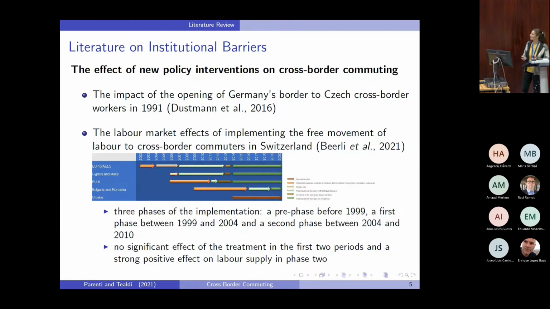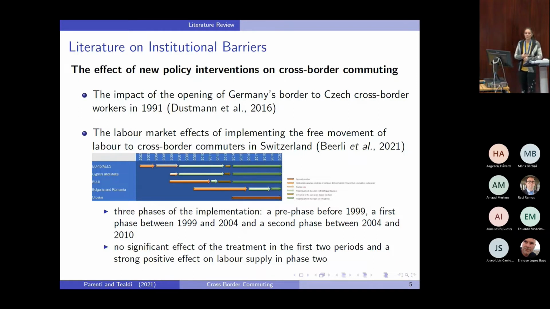Okay, so they analyzed the three phases. There are three phases of implementation in Switzerland of this free movement of persons. The first is a pre-phase before 1999. Then there is a first phase between 1999 and 2004, and then a second phase between 2004 and 2010. In particular, in 2007, the free movement of persons was released, at least for some countries in the European Union. What they find is that there is no significant effect of the treatment in the first two periods, while there is a strong positive effect on labor in phase 2.